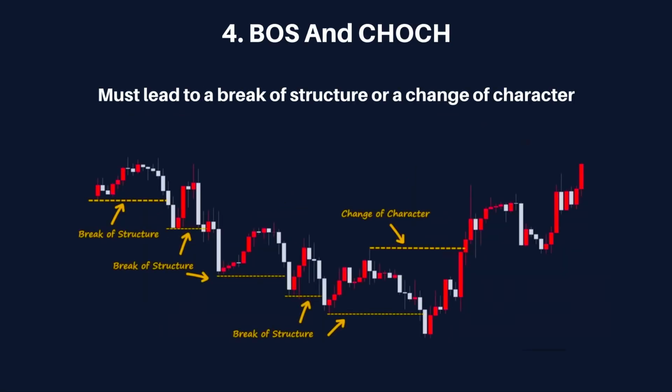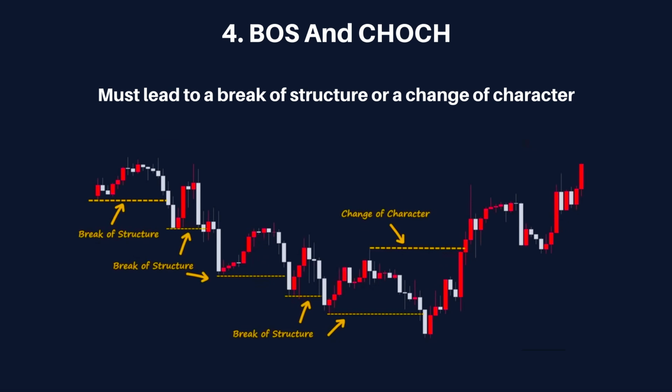Rule 4. Market structure shift. Rule number 4. It emphasizes that a high-quality order block must lead to a break of structure or a change of character in the market. Break of structure and change of character are essential signals that indicate whether the market will continue in its initial direction or will experience a reversal.